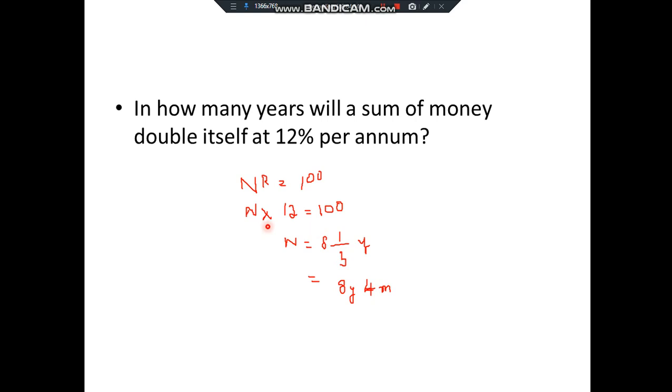So NR is equal to 100. So N into R, which is 12, is equal to 100. So 100 by 12, you get it as 8 1 by 3 years. 1 by 3 year means 4 months, right? Because splitting it into 3 parts, it becomes 4 out of 12. So 1 by 3. I hope you understood.